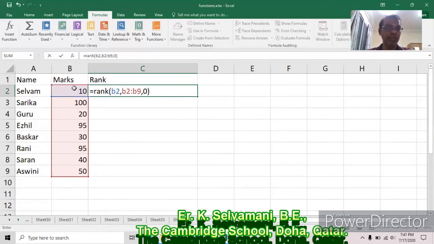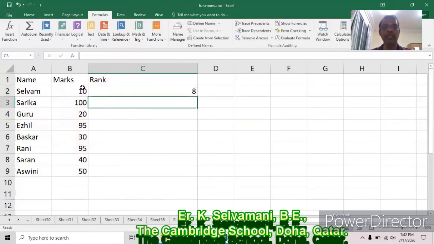In the range of B2 to B9, in descending order, where will 10 come? That is the question. In descending order, in the range of B2 to B9, in which position will B2 come? That is what we have to find out. First we'll assume where it will come. First, second, third is not there. 4, 5, 6, 7, 8. It will come on 8th rank. Then we can drag it here.